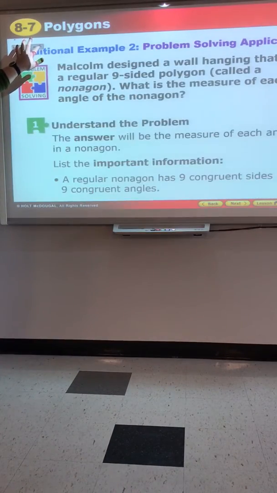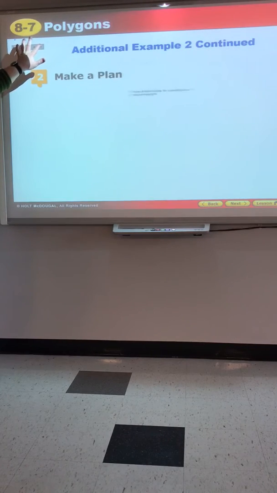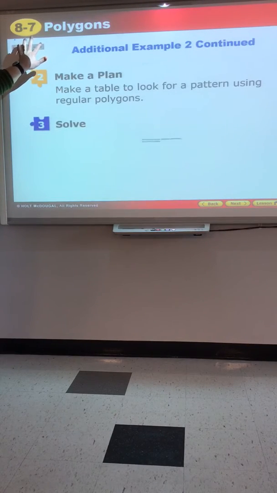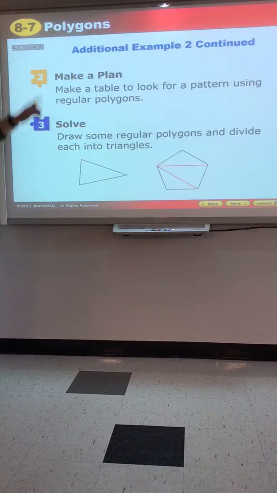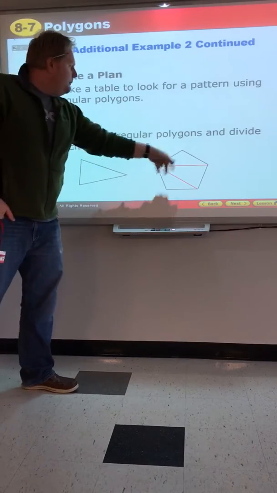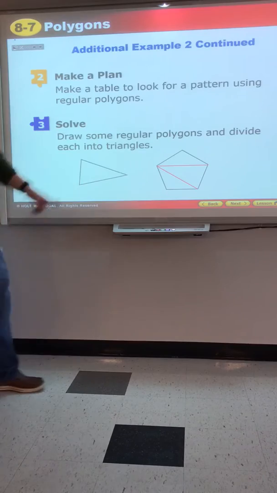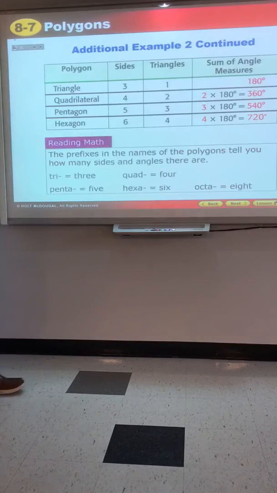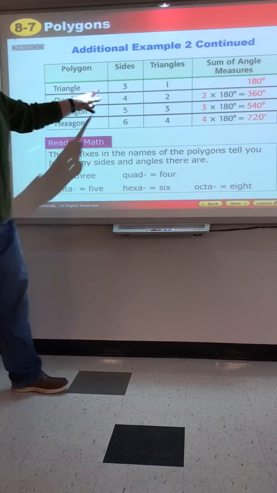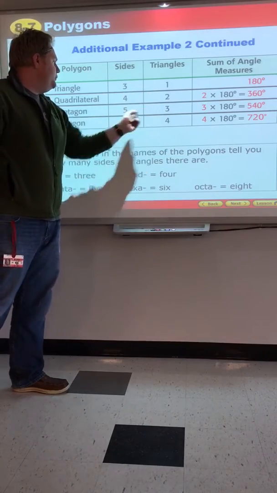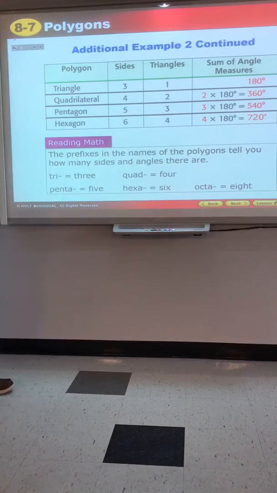Alright, understand the problem. What's the important information? Make a plan. Make a pattern to look for in a table. Triangle. Pentagon. There's 5 sides, there's 3 triangles. Sides, 3 to 1, 4 to 2, 5 to 3, 6 to 4. Every time we subtract 2.